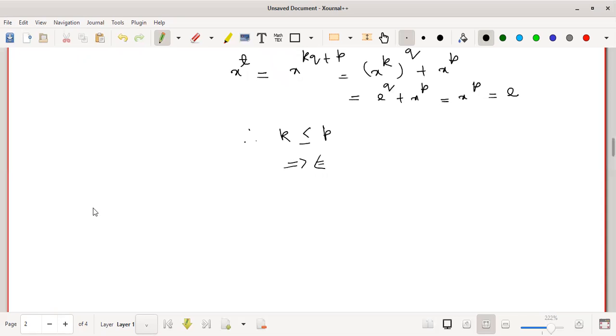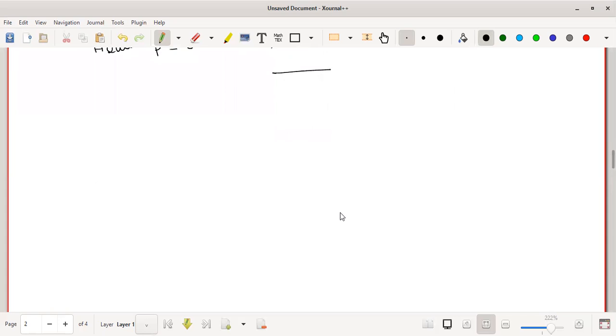So this is not possible. Hence p should be equal to 0, and so t equals kq. So we are done. Okay, fine. Let us prove another result.